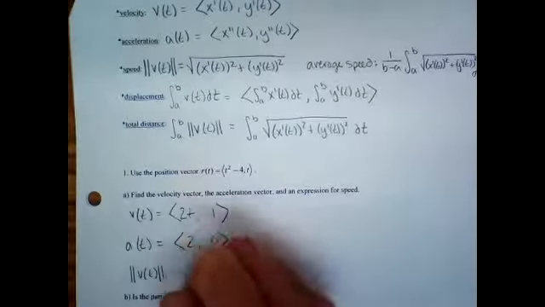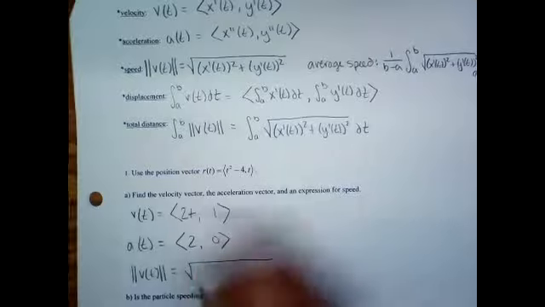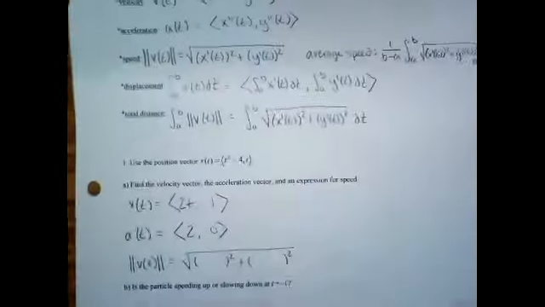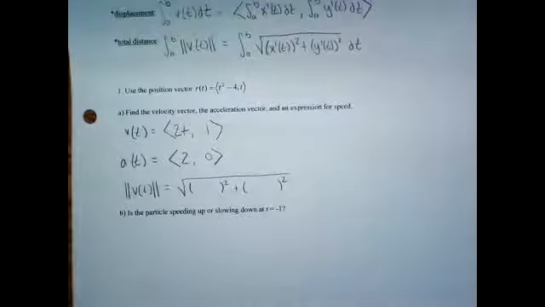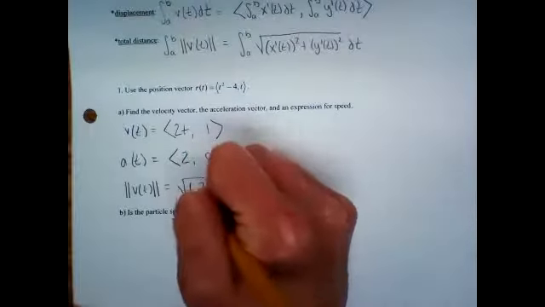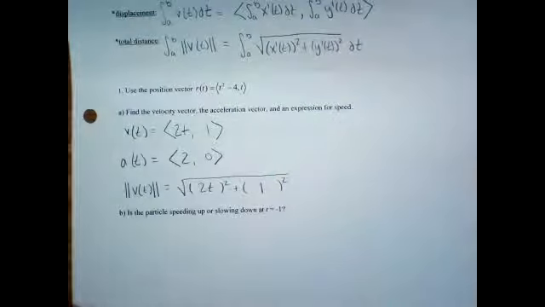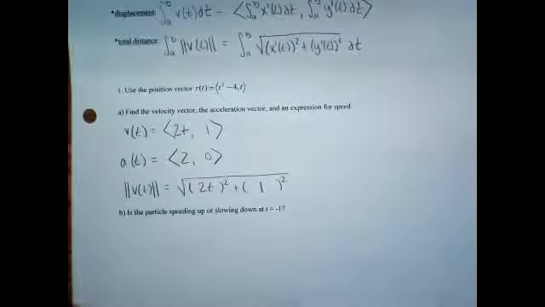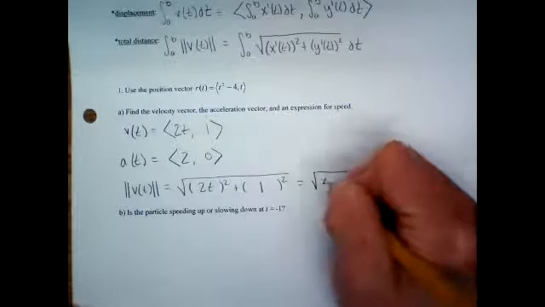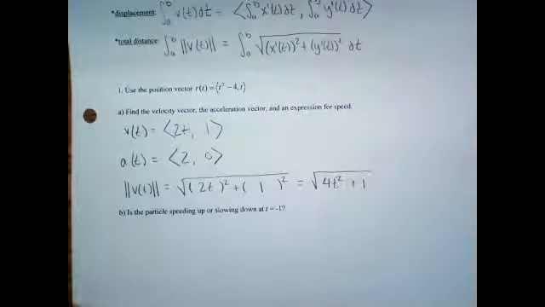So draw yourself a gigantic square root. And again, I went over this when I taught it to you. I like to put the blanks in there, put blank squared plus blank squared, because then you can just fill it in. And we're just going to take the derivatives of those, which we just did right here with the velocity vector. So 2t goes in this one, 1 goes in that one. Just for the sake of being thorough, if you simplify that down, it would be square root of 4t squared plus 1.